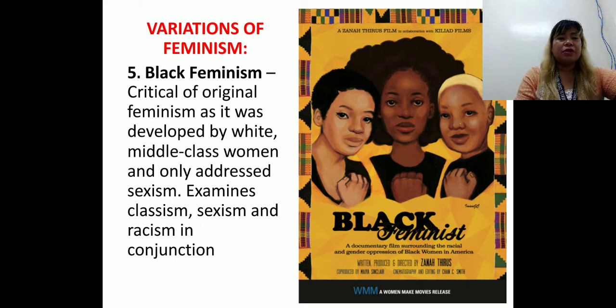Black feminism. It is actually the wave three, wherein it is the critique or the backlash of the wave two, wherein it was being pioneered by the American white and middle class women. So Black feminism promotes the rights of women in different classes and different races. So whatever your color, whatever your status in life.